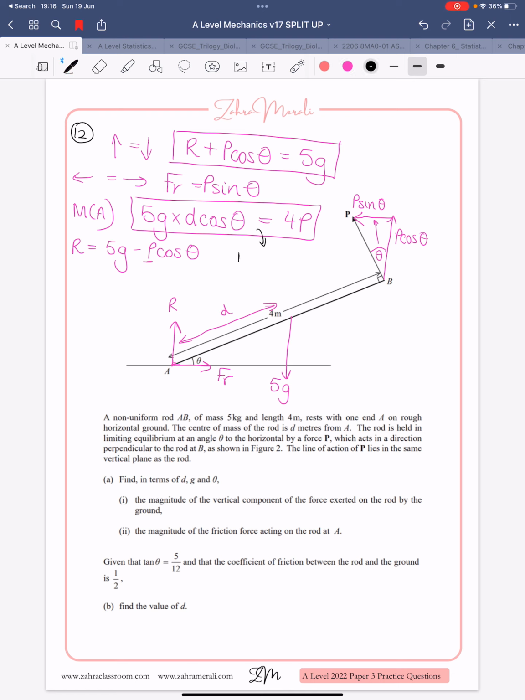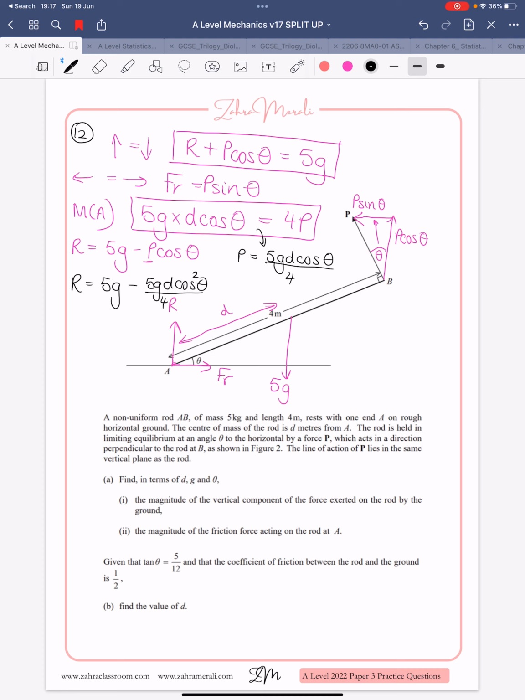So if I rearrange this, P equals 5G d cos theta over 4. So if I substitute that in, I've got R equals 5G minus 5G d cos theta over 4 multiplied by cos theta, so that's going to become cos squared. It looks really ugly, but that's what they want. I've got something in terms of d, g, and theta.